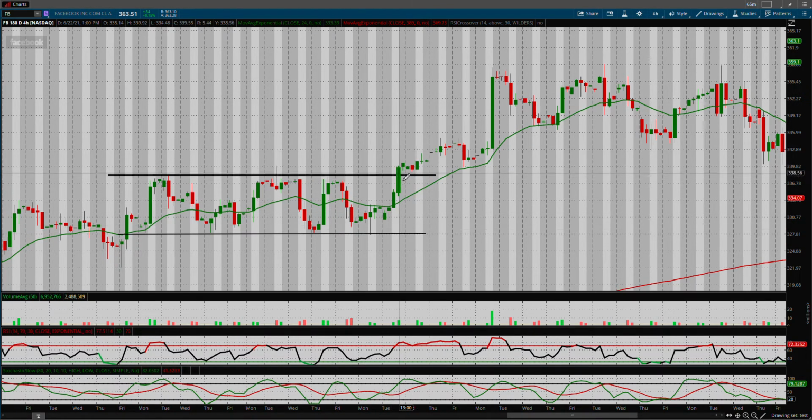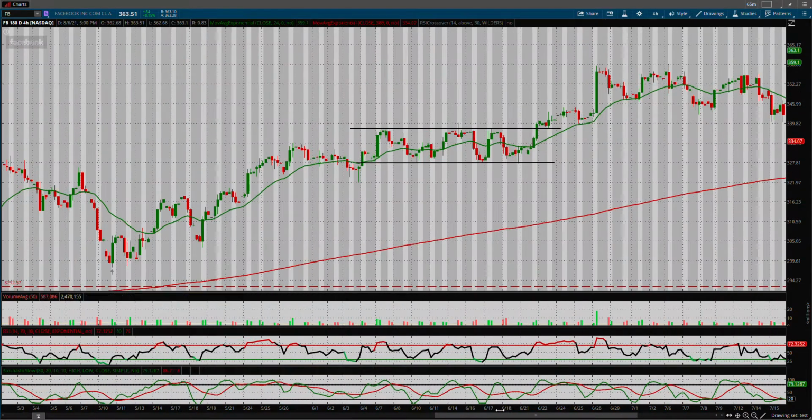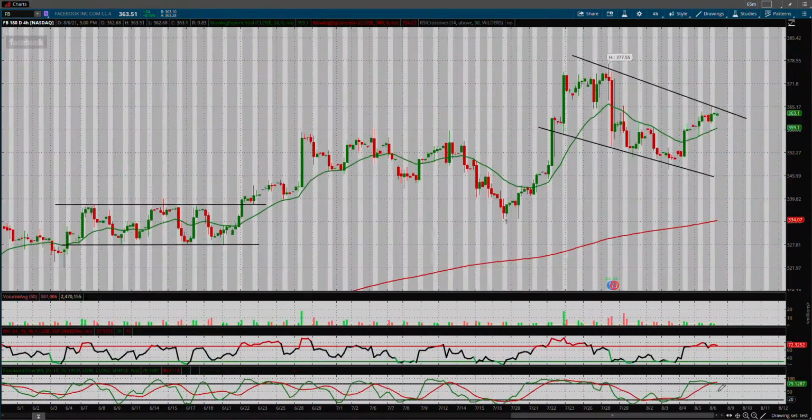Same thing here. We have the breakout, and we have the retest, and then we have the takeoff. We have the next leg up. Just a perfect setup. And this is up to date, which would be setting up for a nice little flag pattern here.